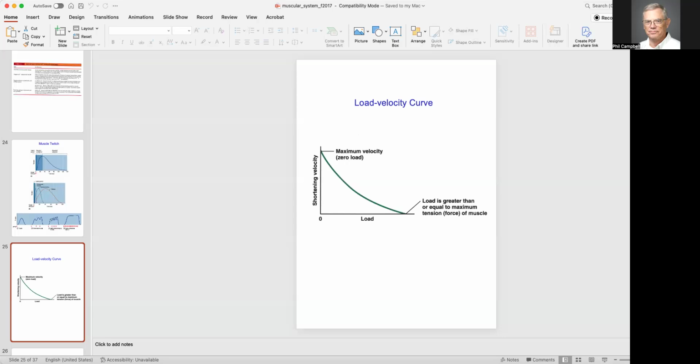All right? So let's translate that here. There is a shortening velocity, the rate at which I can shorten that muscle group.